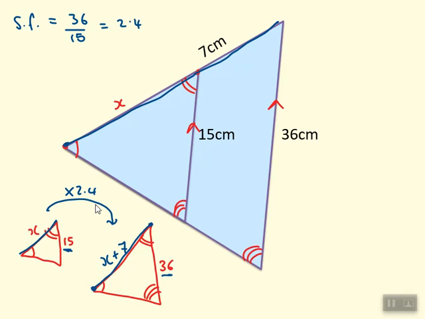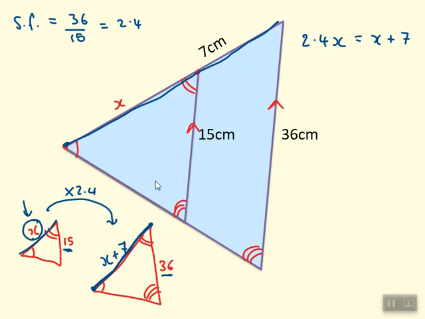Now this is where the algebra comes in. This side x, we don't know the length of that, but if I multiply that by 2.4, so 2.4 times x, that has to equal x add 7. Now you need to think about that statement for a moment. What I'm saying is that if I knew the length of this side here, I would simply multiply by 2.4, and that would tell me how long the same side is on the other triangle, because that's how similarity works, right?